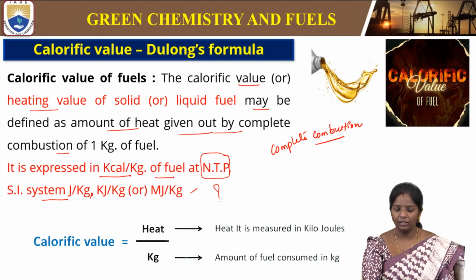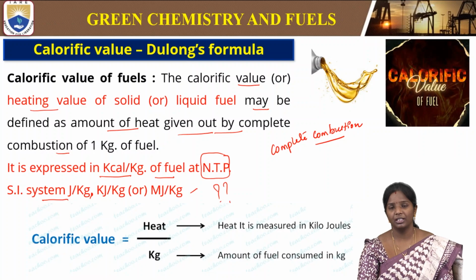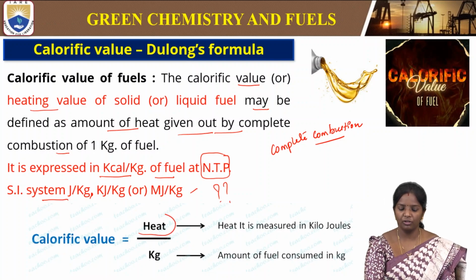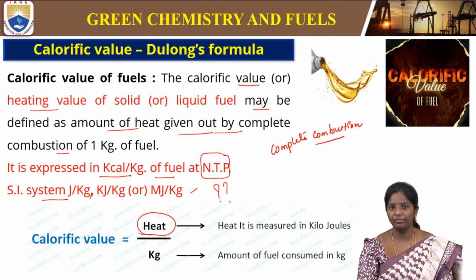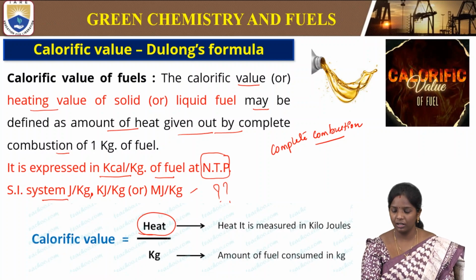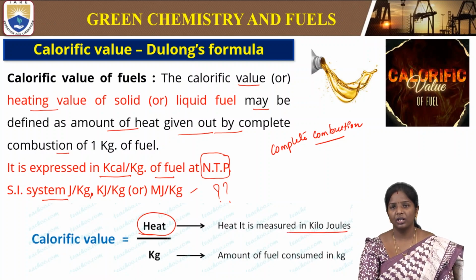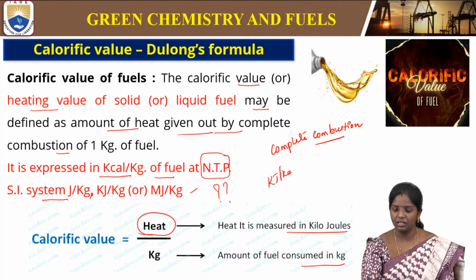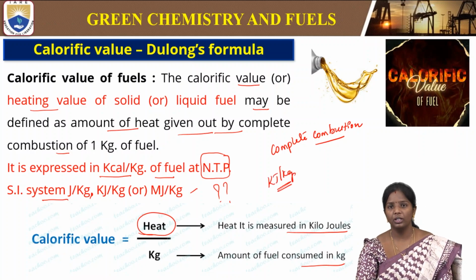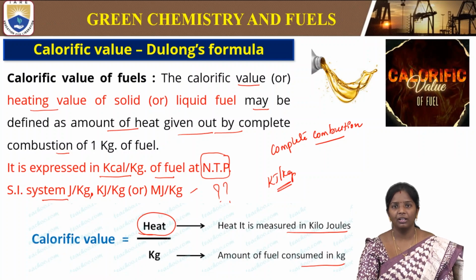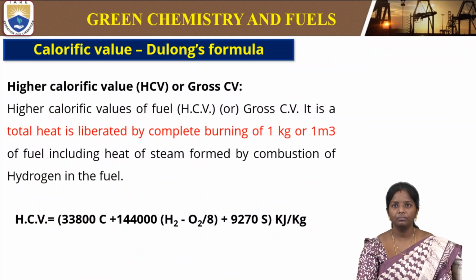So how did we get these units? For example, we are saying that the amount of heat is coming out per kg of fuel. So what is the unit for heat? Kilojoules. So kilojoules per kg. That is how kilojoules per kg is given as the unit for the calorific value of any fuel.